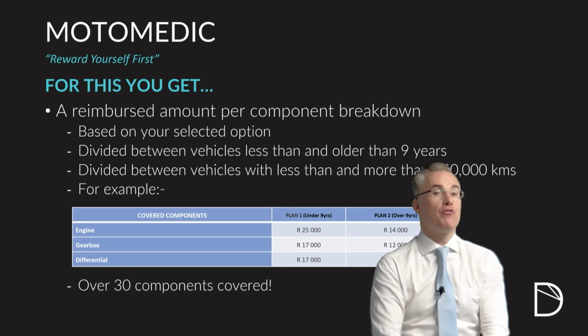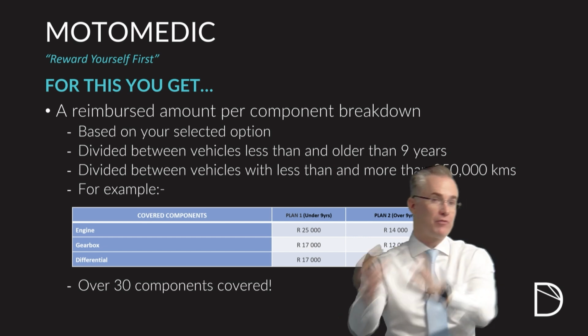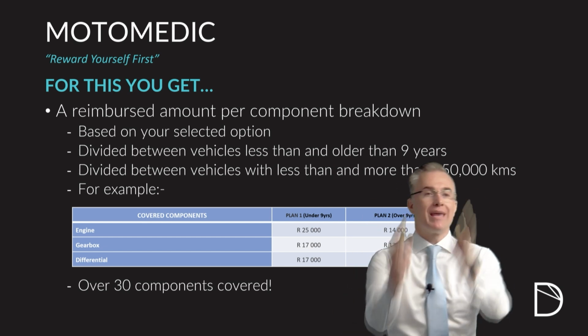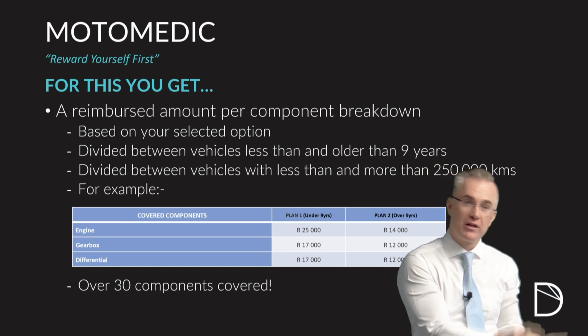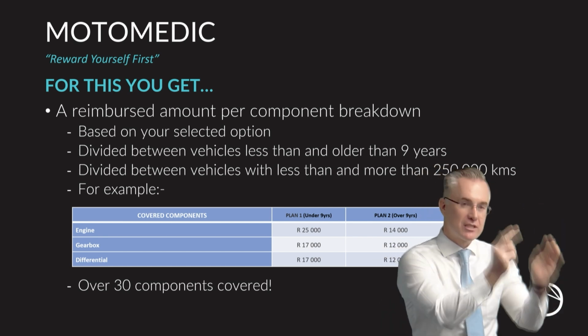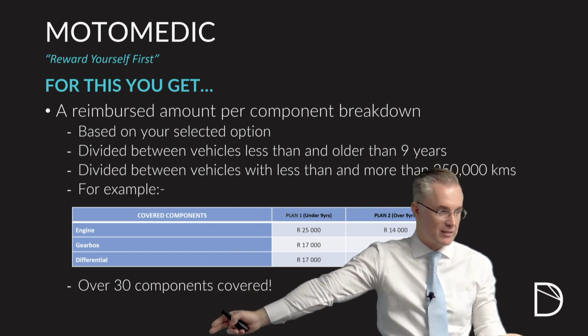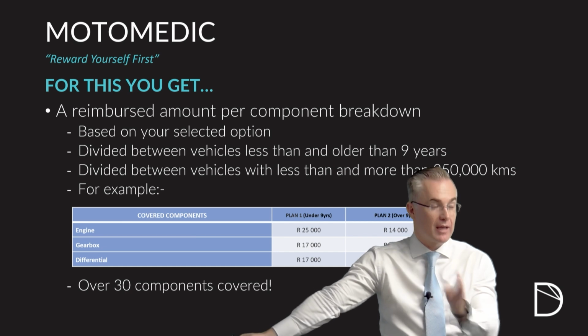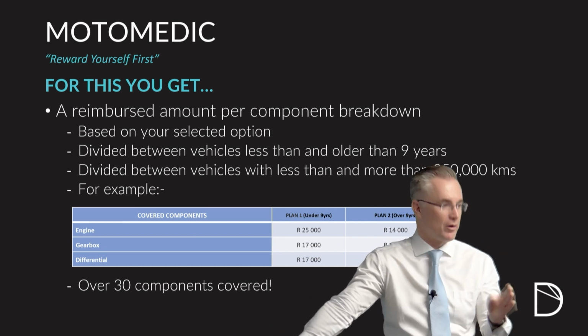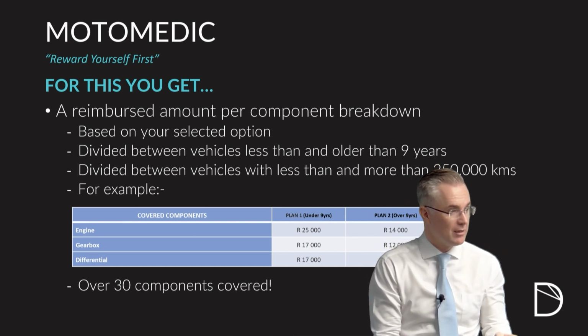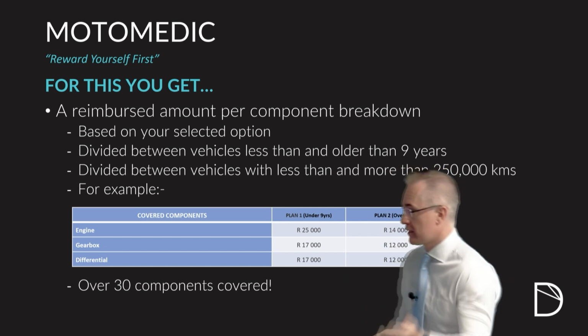Okay. If your vehicle is over 9 years and over 250,000 Ks, you're going to plan 2. But that's where you stay. So again, if you get your vehicle on the plan while it's young, it'll stay in plan 1 even when it's over 9 years of age, even when it's over 250,000 Ks. It doesn't move into the other column. Again, separating it from all mechanical warranties, or just about all of them in the country. That's why our products are always the best. At least that's what I think.